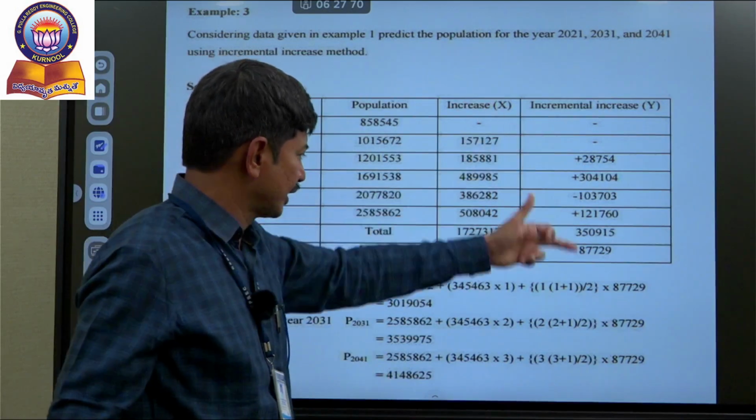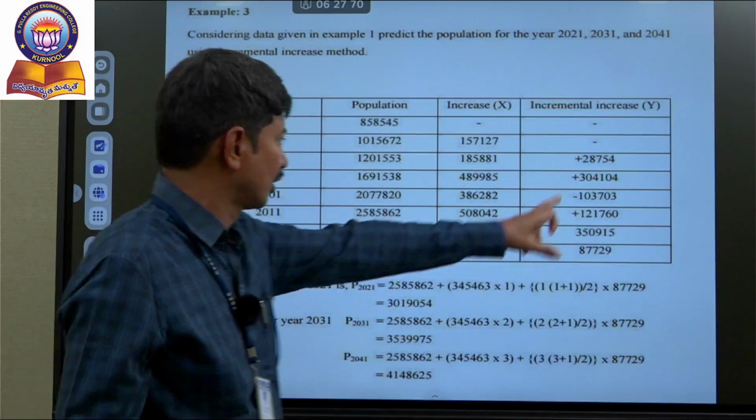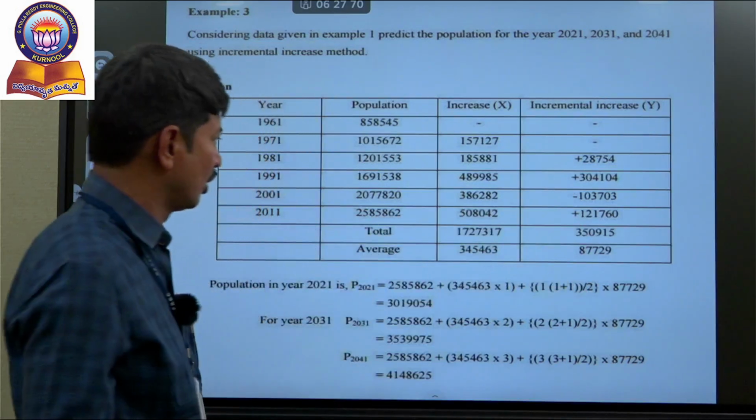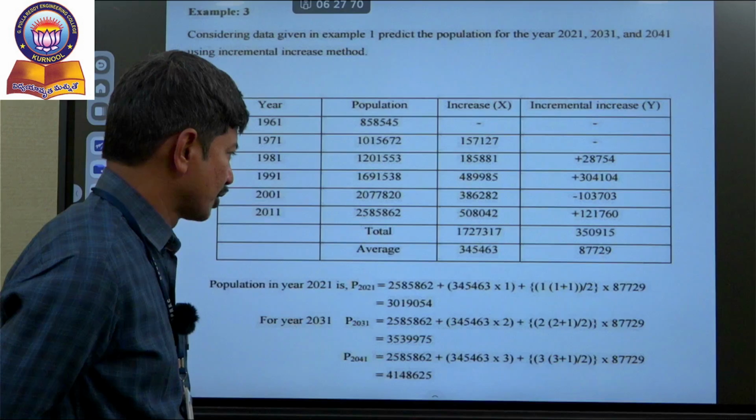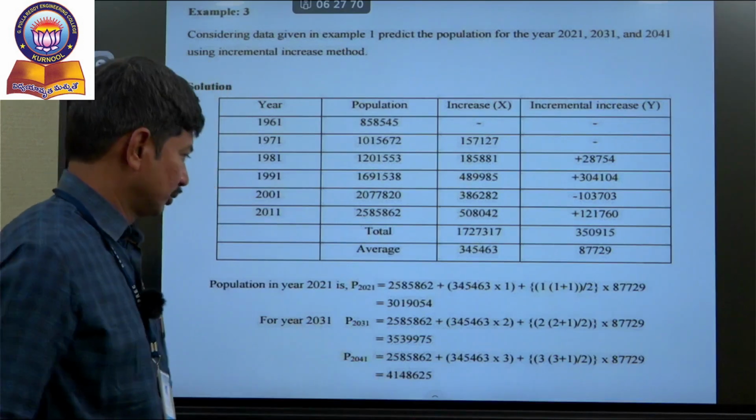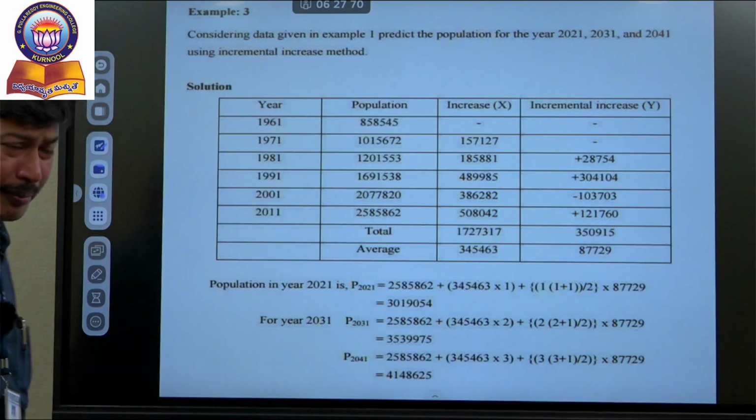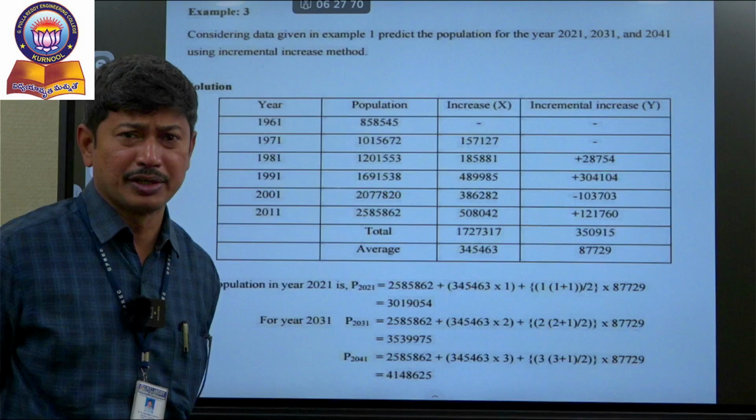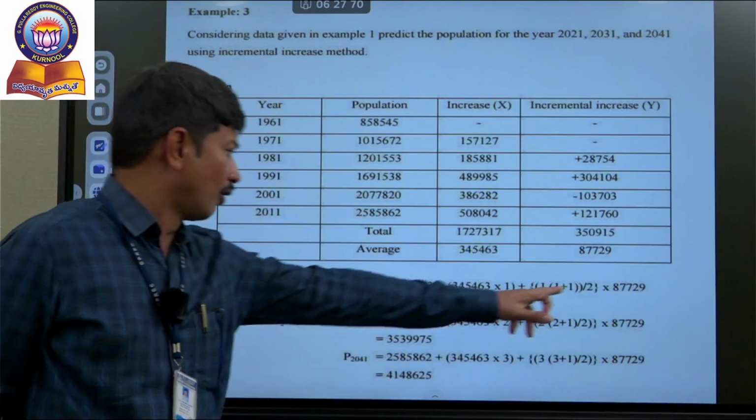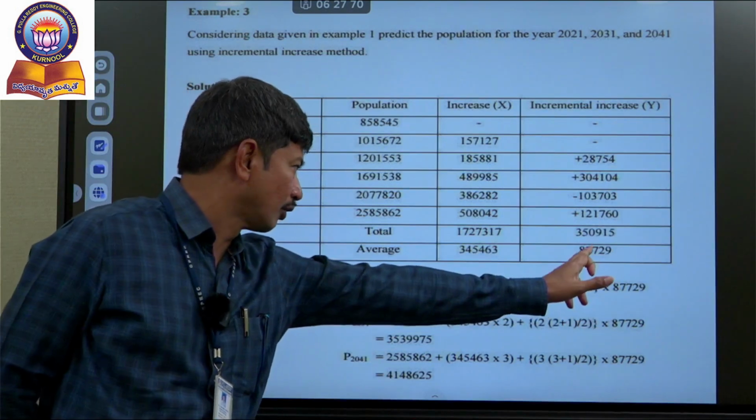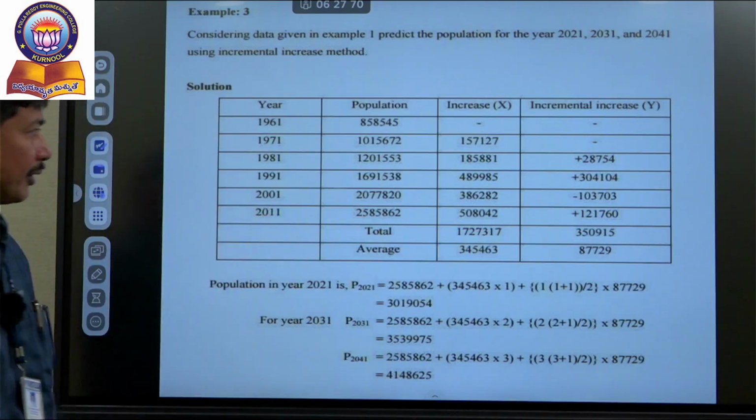We calculate these, then we take the average value. Y bar is the average. We take this average value, which may be positive or negative. So we apply the formula: Pn is equal to P naught plus N X bar plus N into N plus 1 Y bar, where X is one decade and Y bar is this value, like that we calculate.